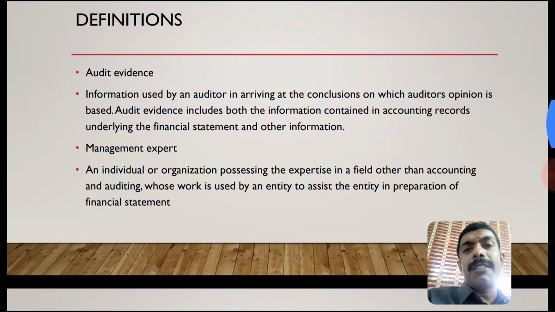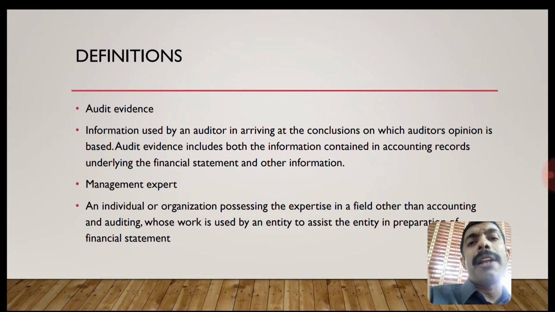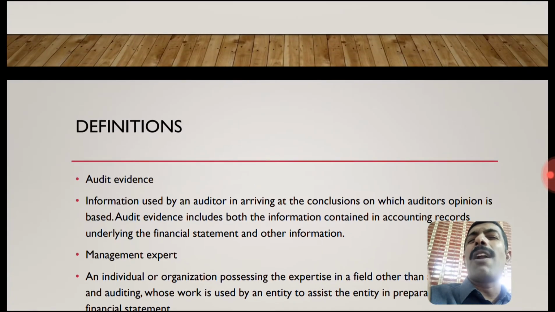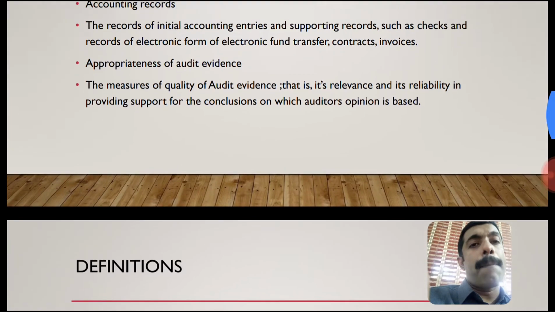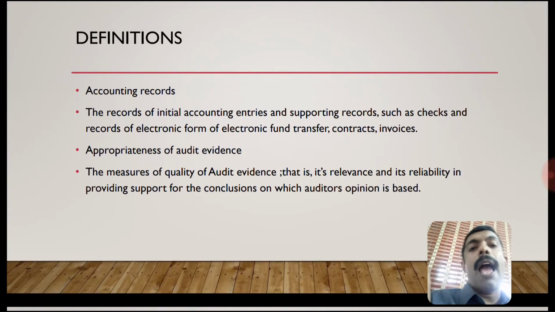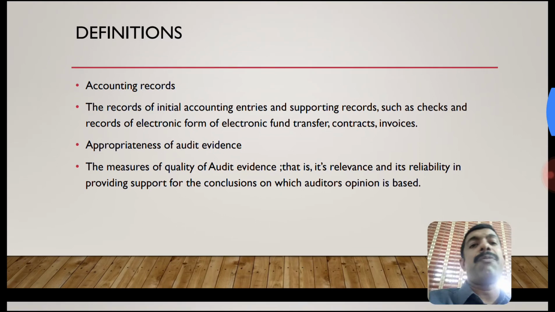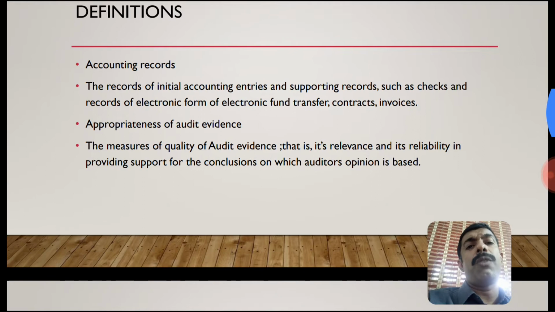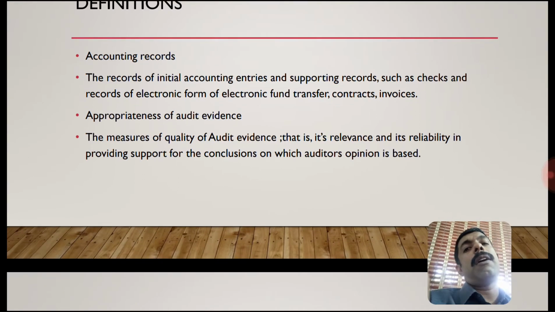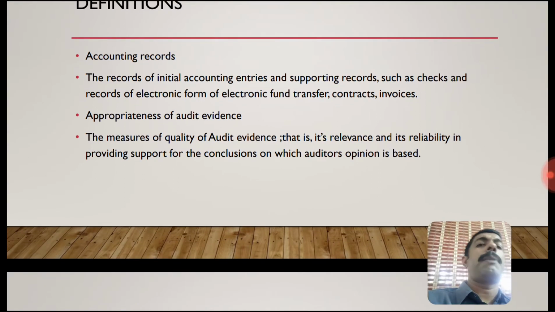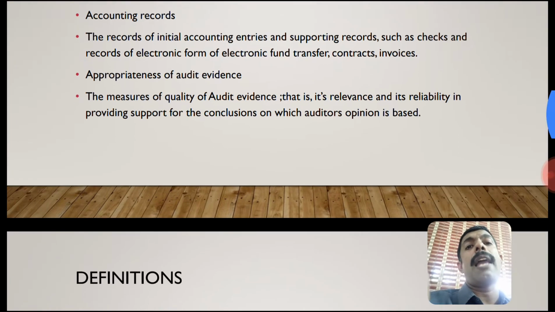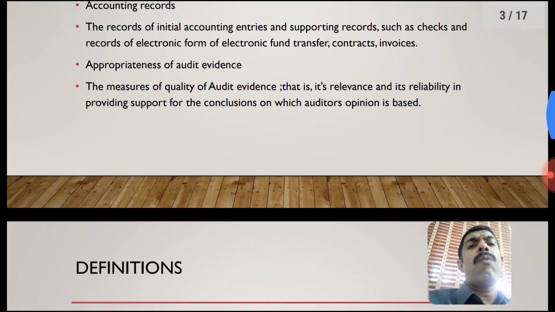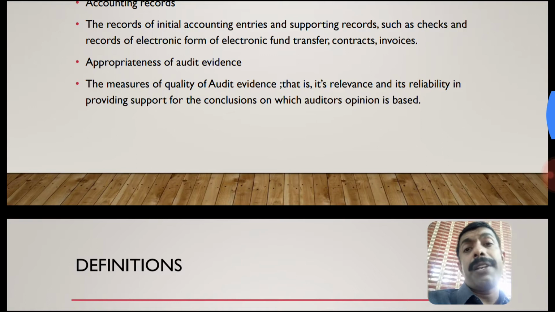Audit evidence should possess two qualities. One is the qualitative aspect called appropriateness of audit evidence, and the quantitative aspect called sufficiency of audit evidence. That means audit evidence should fulfill the quality and quantitative aspects, and it is called sufficient and appropriate audit evidence. What is appropriateness of an audit evidence?